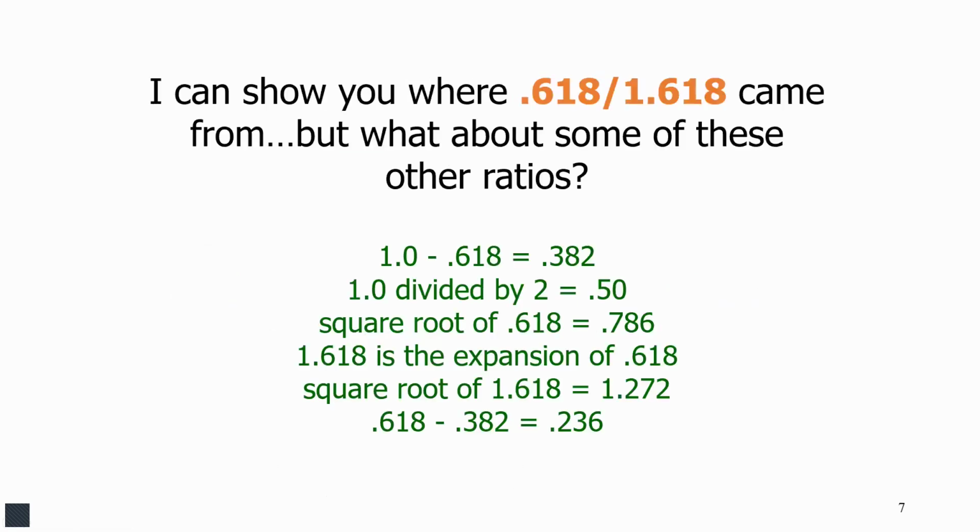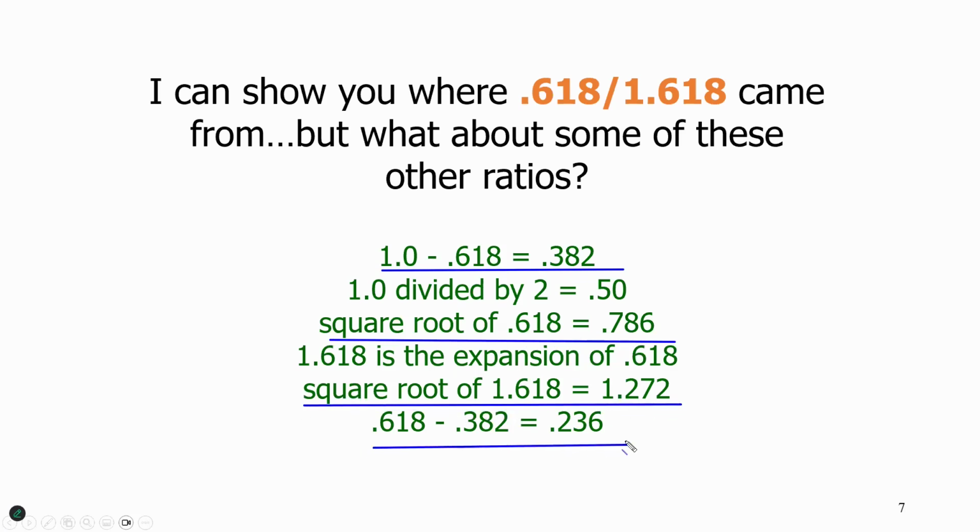Now, I told you where the 618 and 1618 basically come from. It's in between those numbers. But what about some of the other ratios? They are all related mathematically. So for example, 1 minus the 618 is going to give you 382. Square root of 618 is going to give you 786. Square root of 1618 gives you 1272, and so on. There's quite a few examples, but just know that I'm using all of these, and they're all related mathematically.